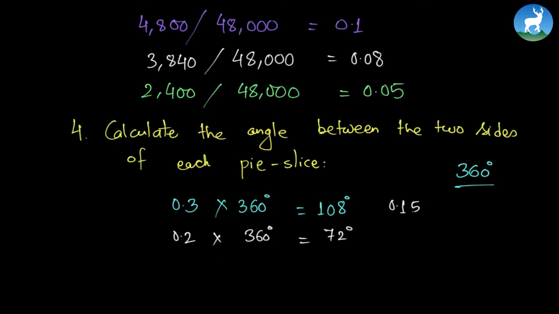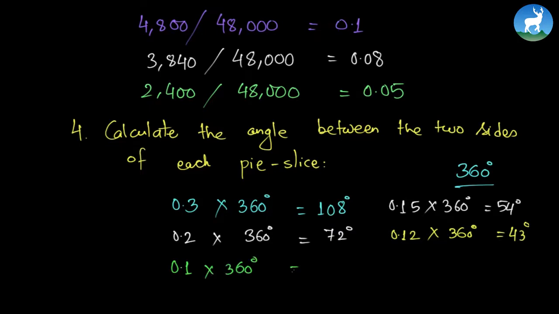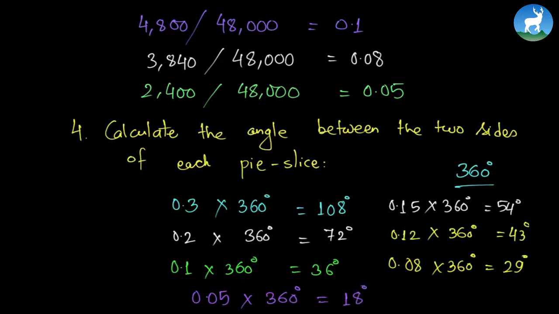Likewise, 0.15 is multiplied by 360 degrees, which turns out to be 54 degrees. You can use a calculator for these calculations. 0.12 is multiplied by 360 degrees, which turns out to be 43 degrees. 0.1 is multiplied by 360 degrees. Now this is an easy one, so it's 36 degrees. 0.08 is multiplied by 360 degrees, and it is 29 degrees. Last but not the least, 0.05 is multiplied by 360 degrees, which turns out to be exactly 18 degrees.